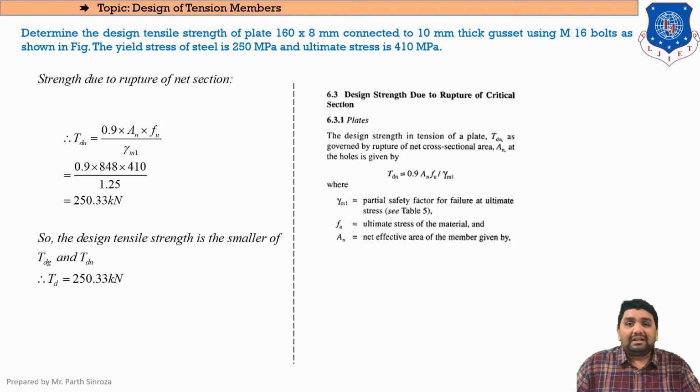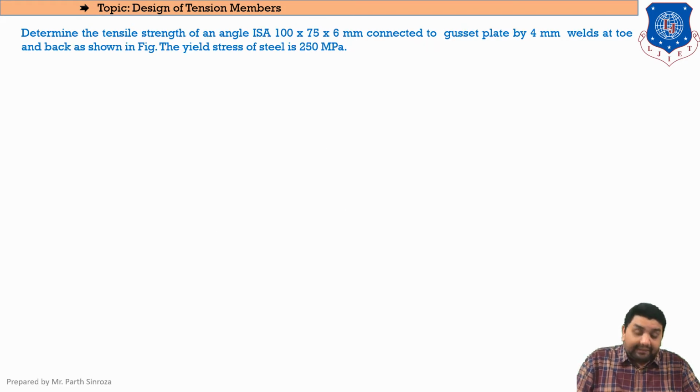Now we'll be moving towards our second sum of today, that will be for a welded connection. Okay? So here the question is, determine the tensile strength of an angle. Again, angle is being prescribed of 100 cross 75 cross 6. It is an unequal angle connected to a gusset plate by 4 mm weld.